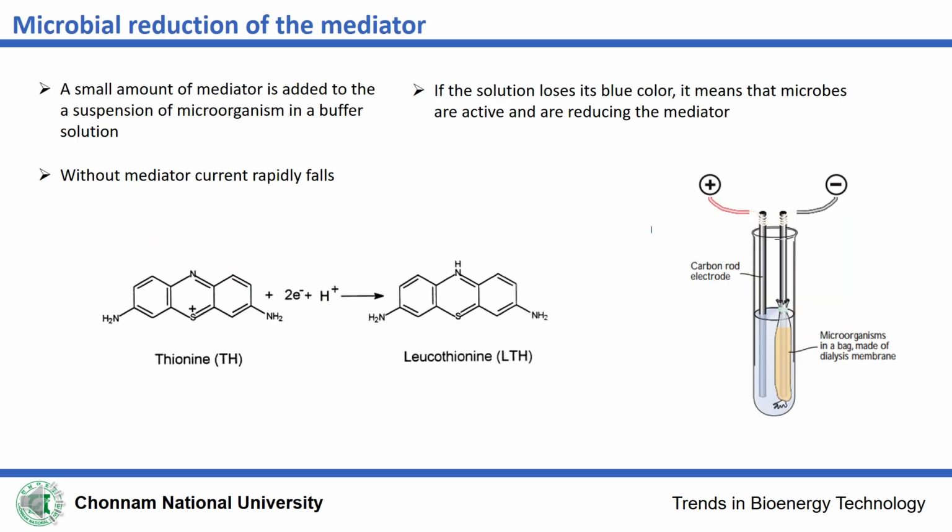A preliminary experiment. Microbial reduction of the mediator. First, it is necessary to check whether microbes are active or not. Suitable redox mediators are thionine or methylene blue. They are water-soluble and can easily be absorbed onto the surface of the electrode. To check the microbe activity, a solution of microbes suspended in a buffer of pH 7 is taken in a test tube and a small amount of mediator is added. The color will turn blue.